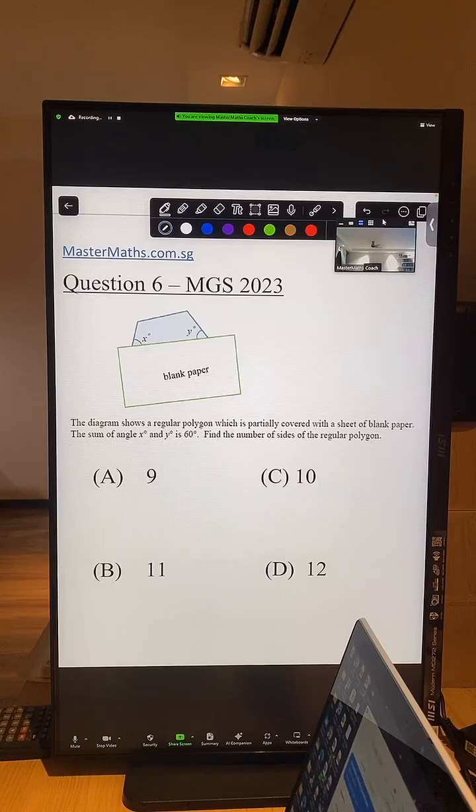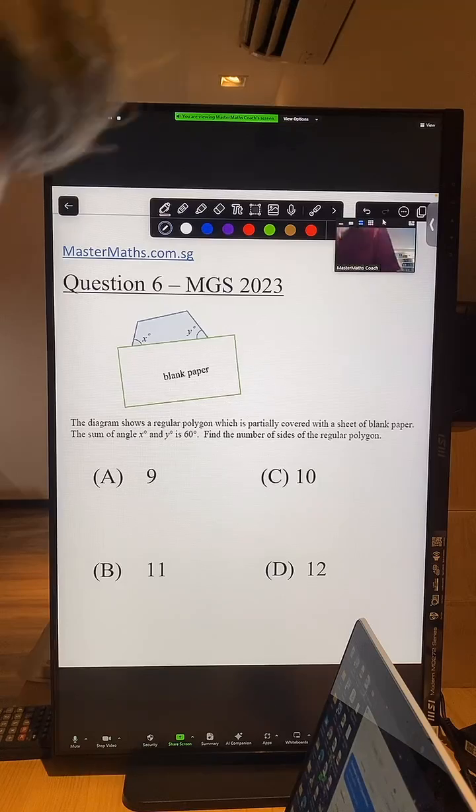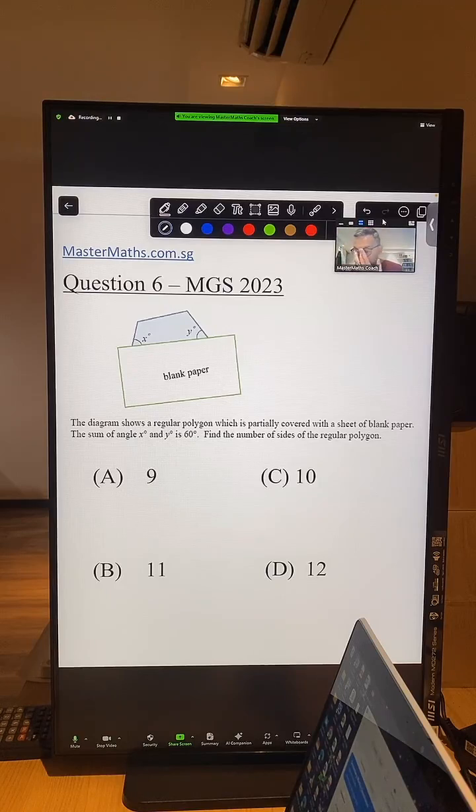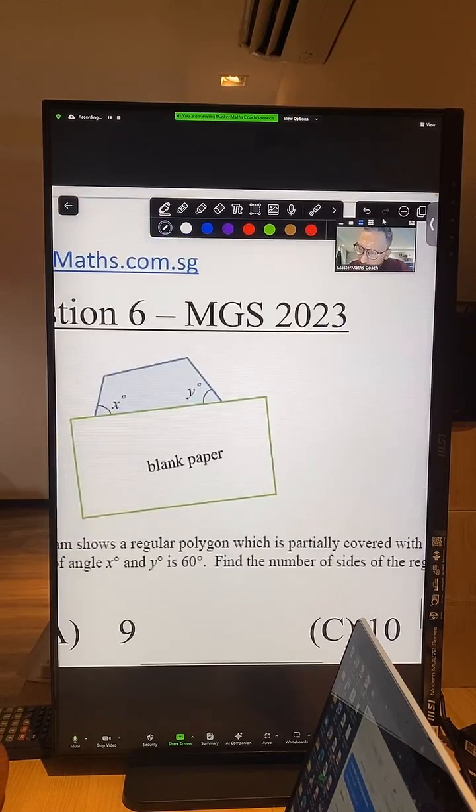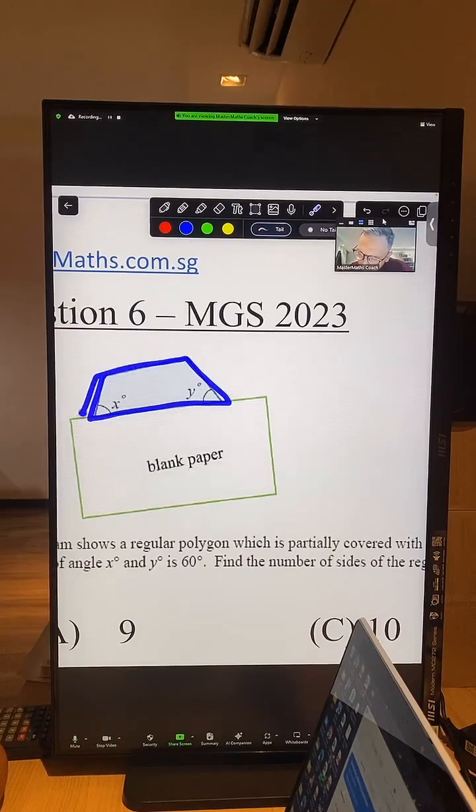Okay guys, I think let's go through this question. The diagram shows a regular polygon which is partially covered with a sheet of blank paper. The sum of angle X and angle Y is 60 degrees. Find the number of sides of the regular polygon. So, some things you all need to know here lah. Number one is, you see this is a four-sided figure. This is a four-sided figure.